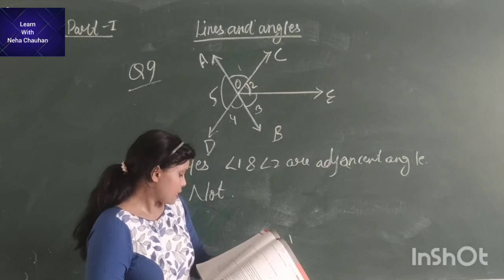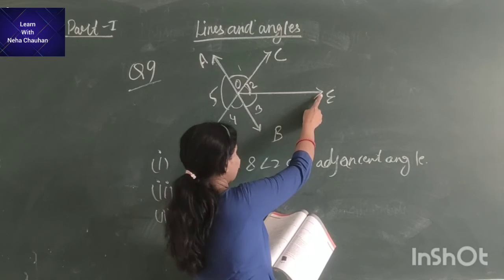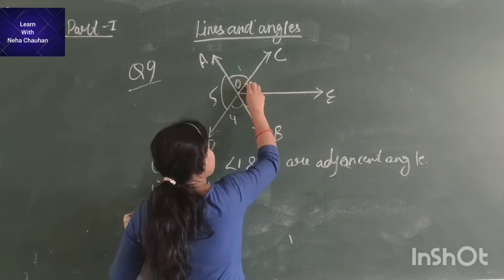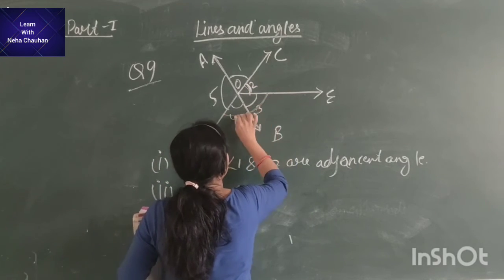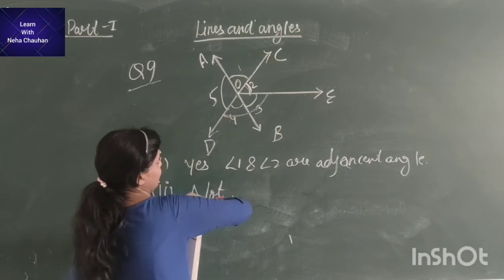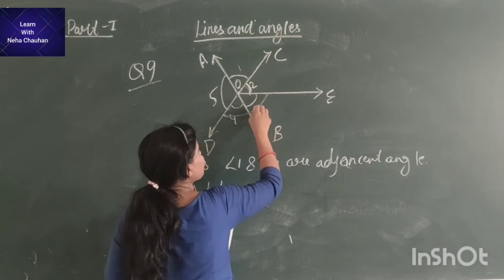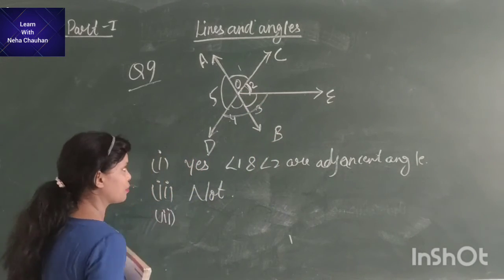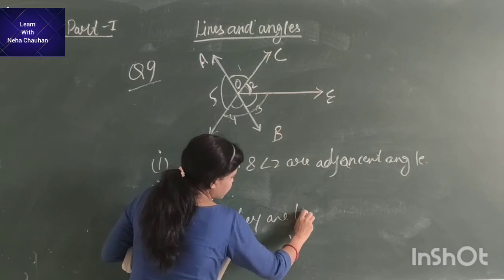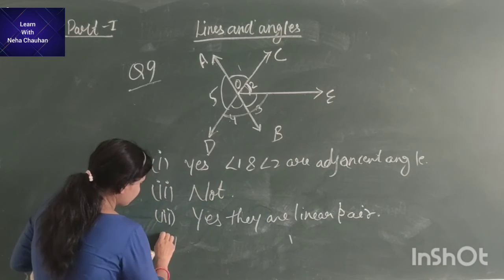Do angle COE and angle EOD form a linear pair? Let's see, this angle and this angle. Yes. Why? Because they are fulfilling the property. These are opposite to each other and the sum of these two angles is 180 degrees. That means yes, they are a linear pair.